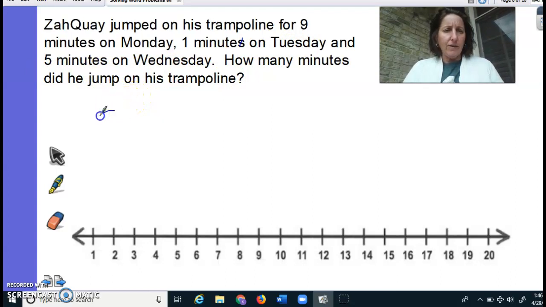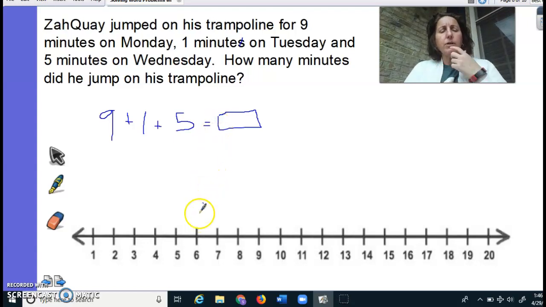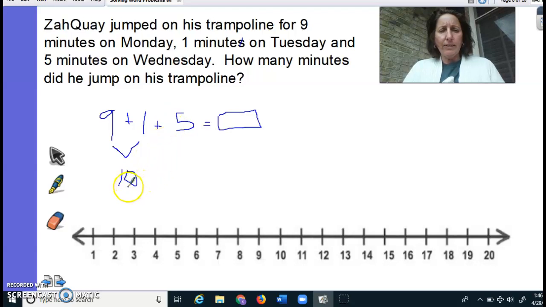So let's see, we have 9, we have a plus sign, we have 1 minute, plus sign, and 5 minutes. And we're going to say that equals, and we're not sure how many that equals, so we're going to put our box there. And now we can use our number line if we need it, or we can use what we already know about combinations of 10, and I see right there, 9 and 1 makes 10, and 10 plus 5. You just take that 0 off, so you have your 1 ten and your 5 leftovers.